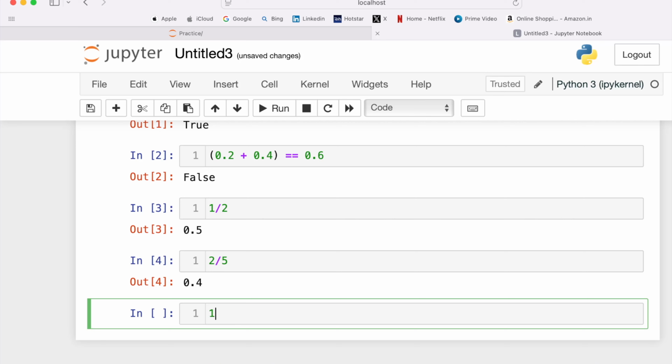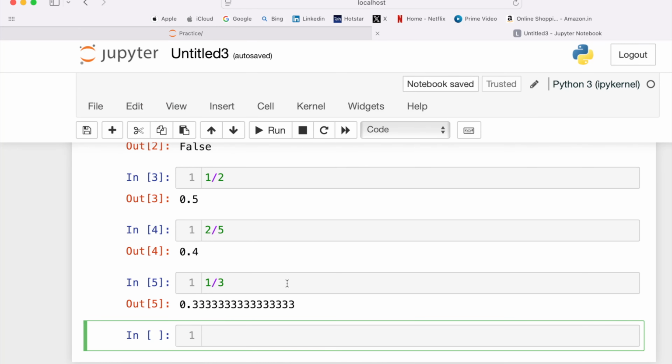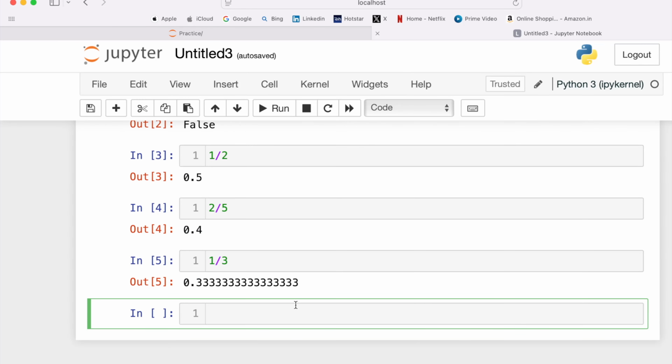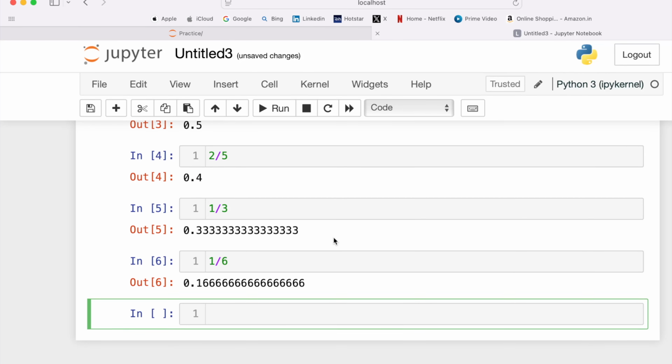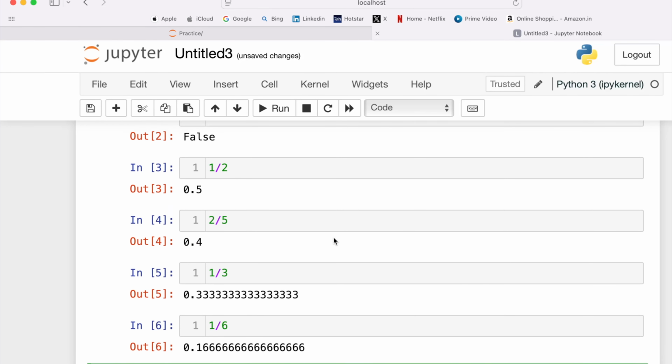For example, if I say 1 divided by 3, here you see 0.33333. No matter how long you keep going on, you will never be able to reach the end. Similar is the case with 1 divided by 6. You are getting the output 0.166666666. It will keep going on. You will never be able to divide it completely. Similar is the case with the binary numbering system as well.